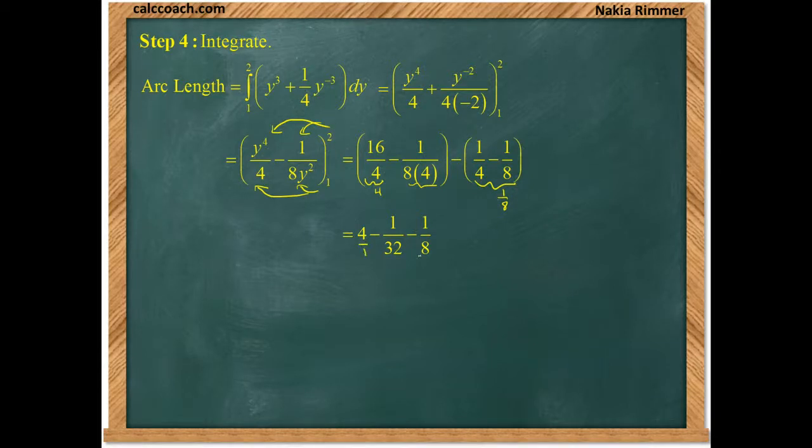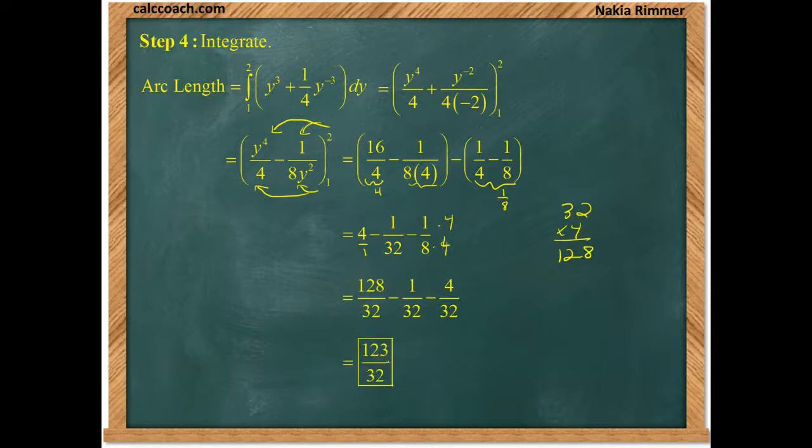Common denominator, 32. 32 times 4 is 128. Take away 1, and then also take away 4. Altogether, take away 5. Final answer, 123 over 32.